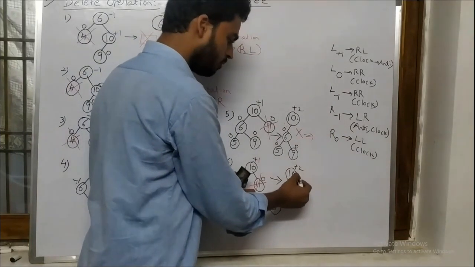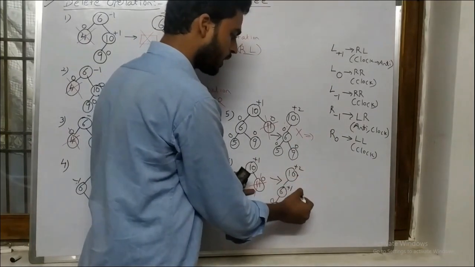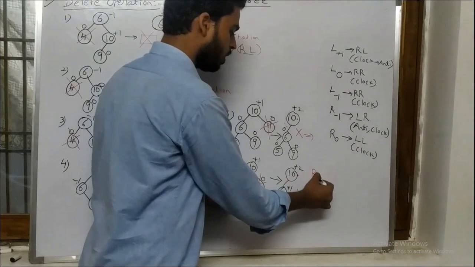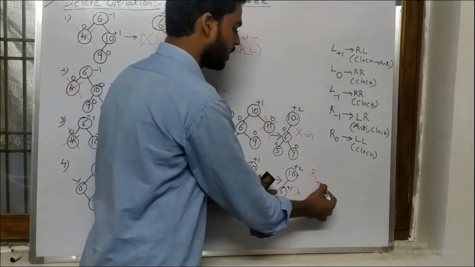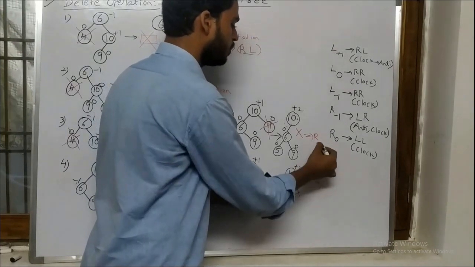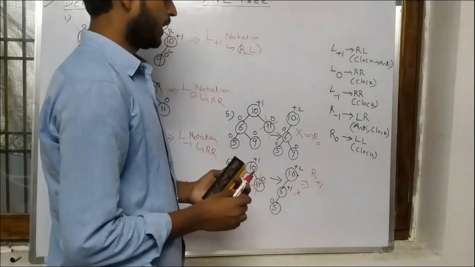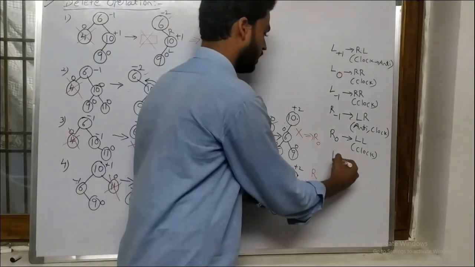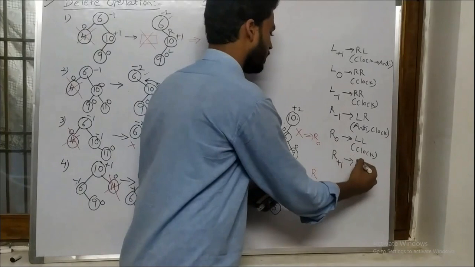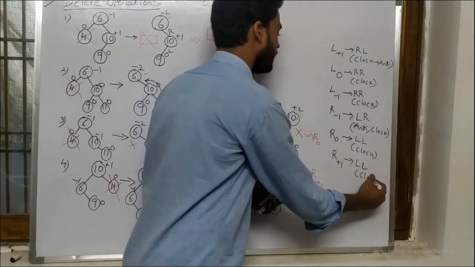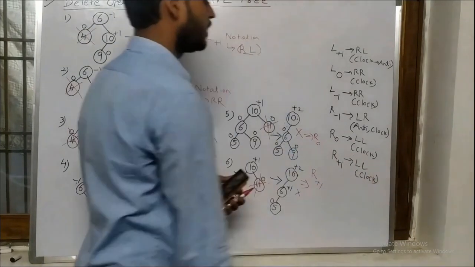This is because of deleting a node towards the right side. So I am calling it R side, and whose child is plus 1. Here also R side 0. So when R plus 1, what do we need to do? We need to apply the LL condition. That is what I am writing. When R plus 1, we need to apply LL, that is clockwise rotation.